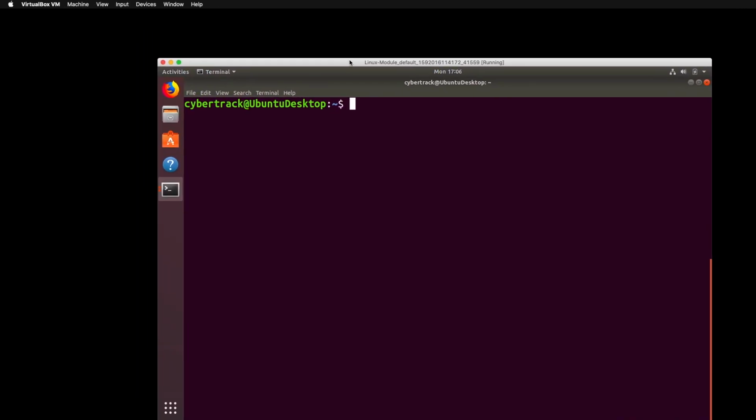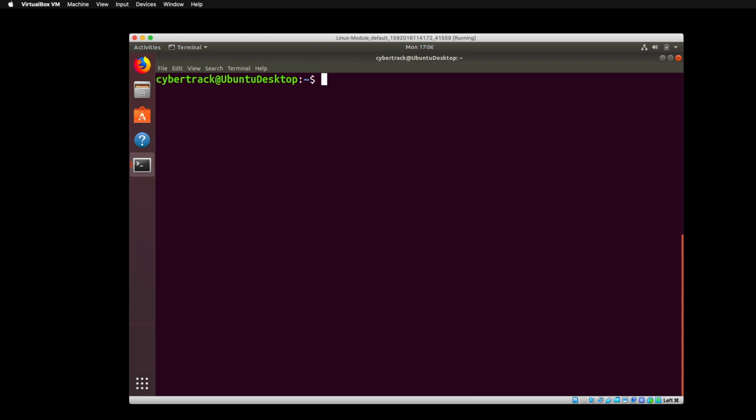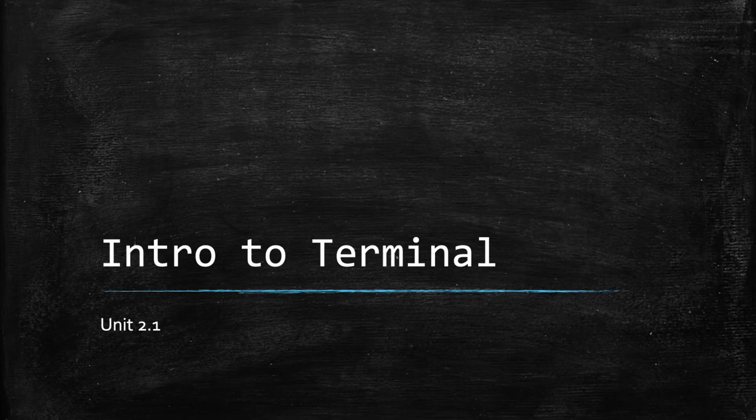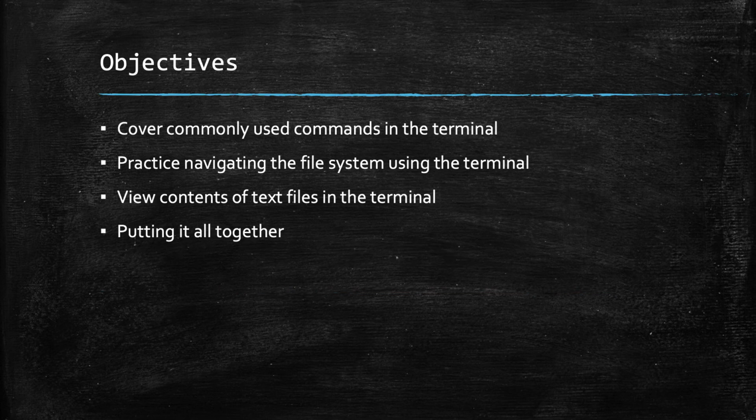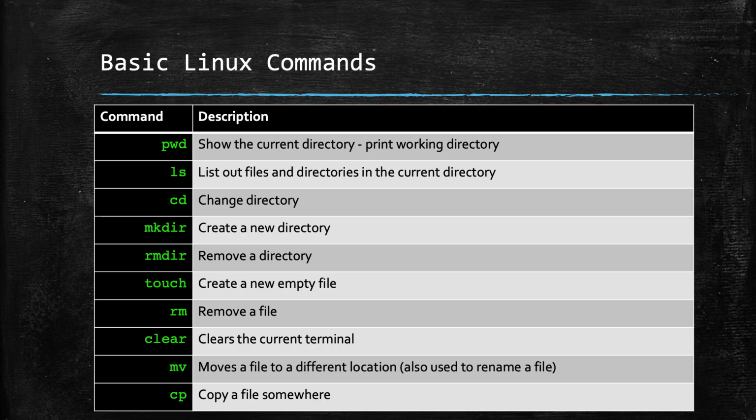Before we jump into how to use this in the terminal, I'm actually going to pull up some slides here so we can get a background on what we're going to be dealing with today. So today we're going to be covering commonly used commands in the terminal. We'll also practice navigating the file system, and then we'll also be able to view the contents of text files in the terminal, and then we'll put it all together. Maybe we'll chain some commands together, make some more complicated commands.